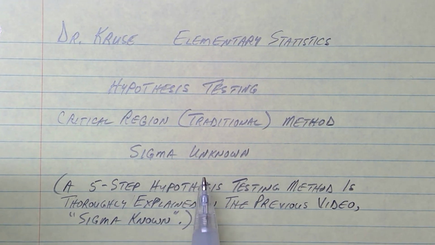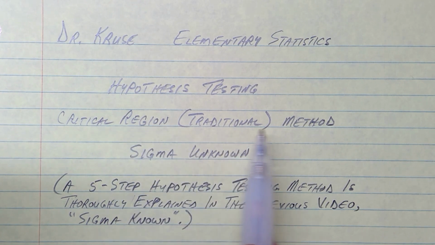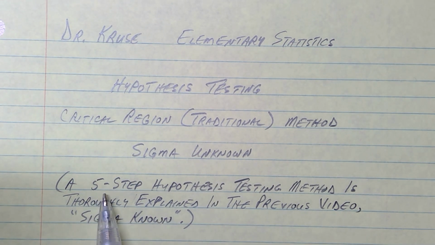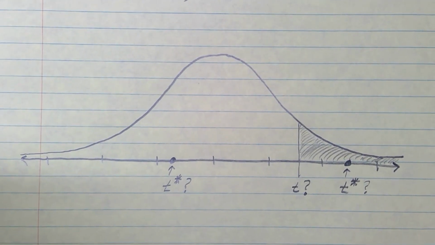Now I'm going to go a little bit faster in this video. I did a detailed 5-step approach to hypothesis testing in the previous video. So if you're not familiar with the 5-step hypothesis testing method that I use, just go back and look up the video "hypothesis testing, critical region, traditional method, sigma known." If you change that unknown to known and look up that video, I spend a lot of time explaining the 5-step hypothesis testing method. In this video, I'm going to assume that you already know the 5-step procedure, so we can move a little bit faster.